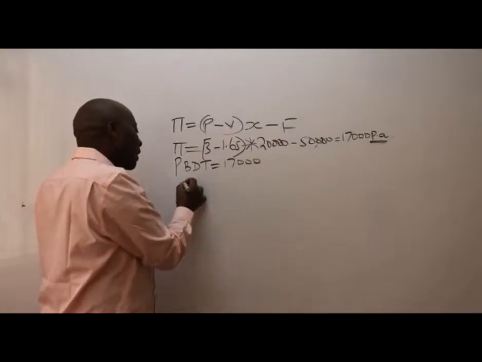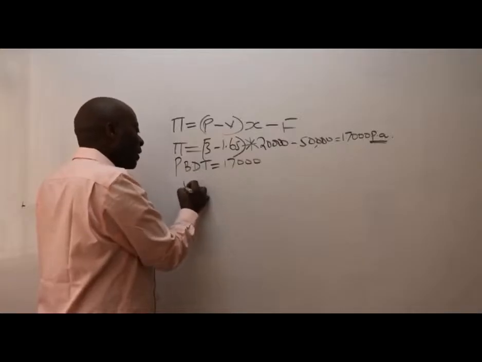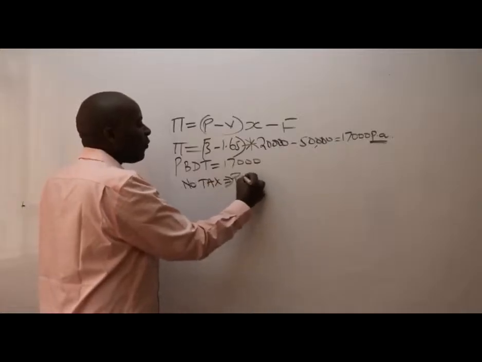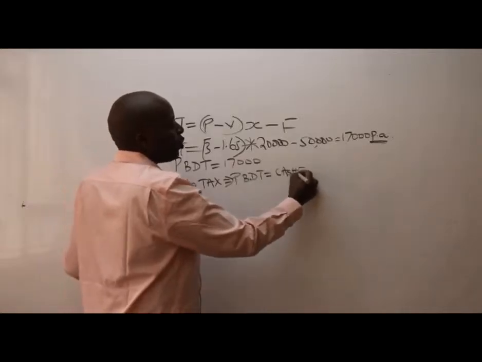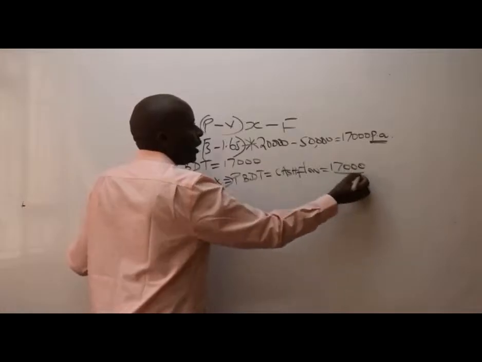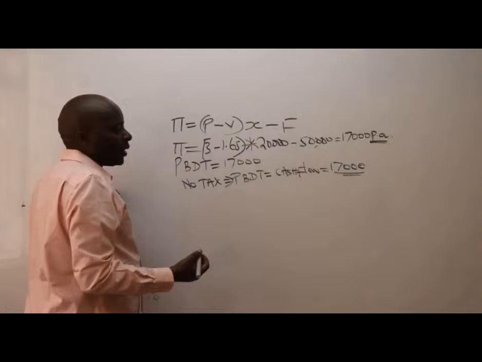And since tax is not given in this case, depreciation is irrelevant. Since there is no tax, then profit before depreciation and tax will be equal to our cash flow, which is 17,000.